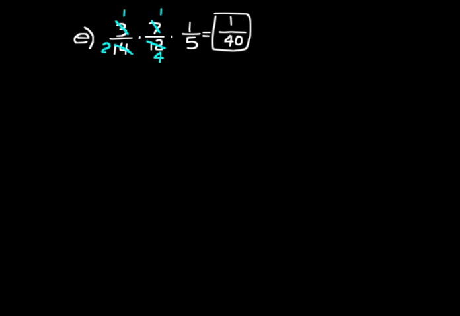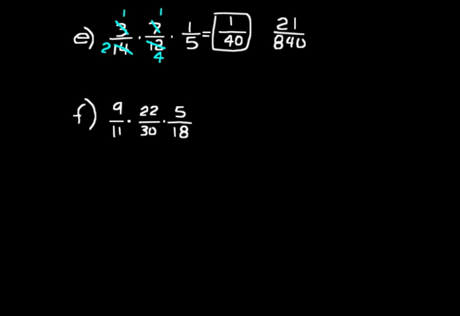Now, if we had not reduced first on this problem, we would have ended up with 21 over 840. And that would have been a whole lot more complicated to just look at and say, oh, I can reduce something. You may have struggled with that or gotten it wrong. It's a whole lot easier to do it before you do the multiplications. It's a whole lot easier to reduce the fractions first, then multiply them together.